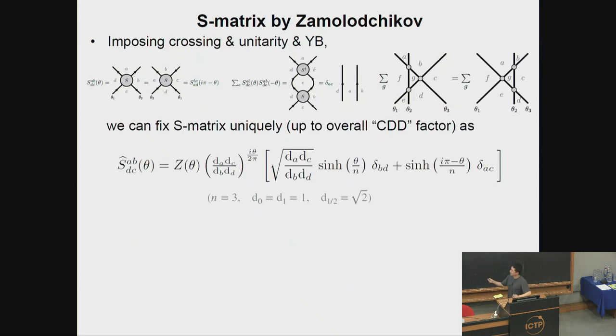So by imposing crossing, which I already wrote, and then unitarity, and in addition the Yang-Baxter equation. Here, the Yang-Baxter equation also takes a little bit more complicated form because I also need to keep track of the label of the vacua. Then Zamolodchkov basically fixed the S matrix uniquely, up to an overall factor which is not important for my discussion, into this form. So it looks complicated, but these are basically some number which depends on the label of the vacua, and for 0 and 1 it's 1, and d_1/2 is the square root of 2. And by the way, I will come back to this point later, but this also coincides with what people normally call quantum dimensions.